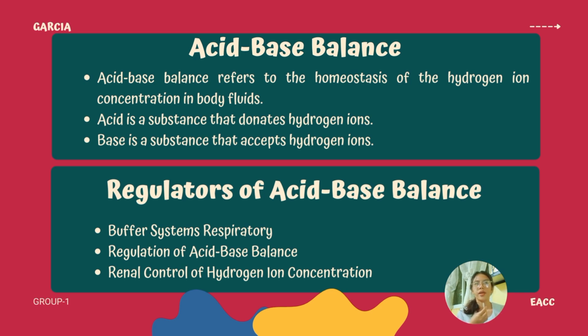For the regulation of acid-base balance, ang normal na acid-base balance ay namaintain ng kidneys and lungs. Carbon dioxide, a byproduct of normal metabolism, is a weak acid. And by excreting it, the lungs are able to prevent an increase in the partial pressure of carbon dioxide na piniproduce ng body. For the renal control of hydrogen ion concentration, may dalawang main ways ang kidneys para ma-maintain ang acid-base balance. First, their cells reabsorb bicarbonate from urine back to the blood, and then magsisecrete ito ng hydrogen ion sa urine. By adjusting the amounts reabsorbed and secreted, they balance the bloodstream's pH.